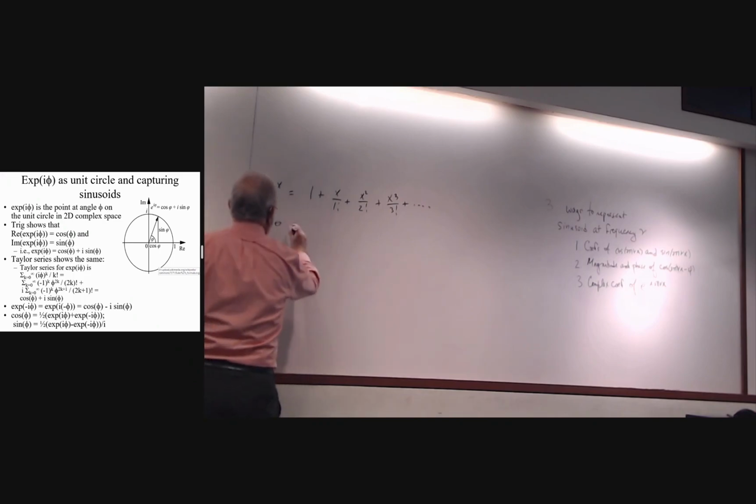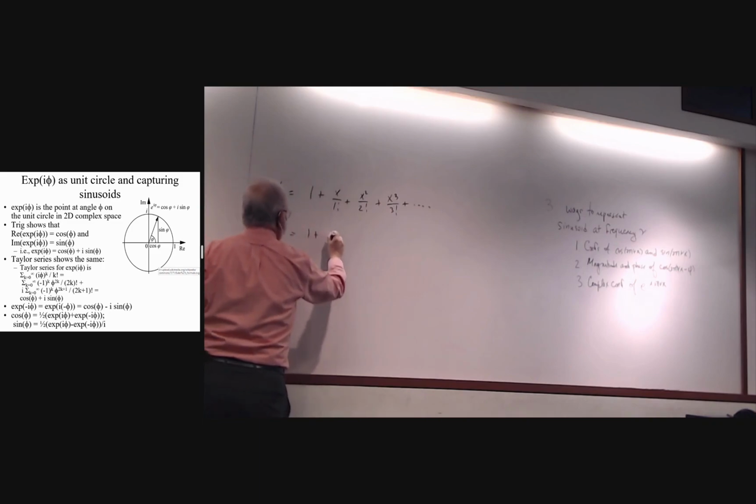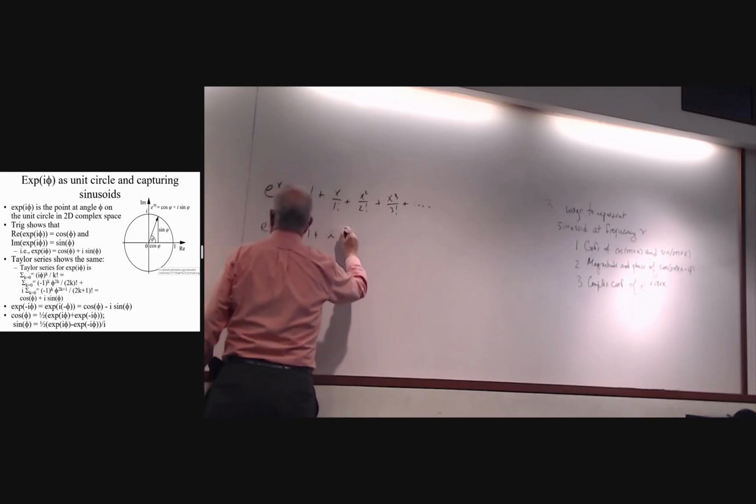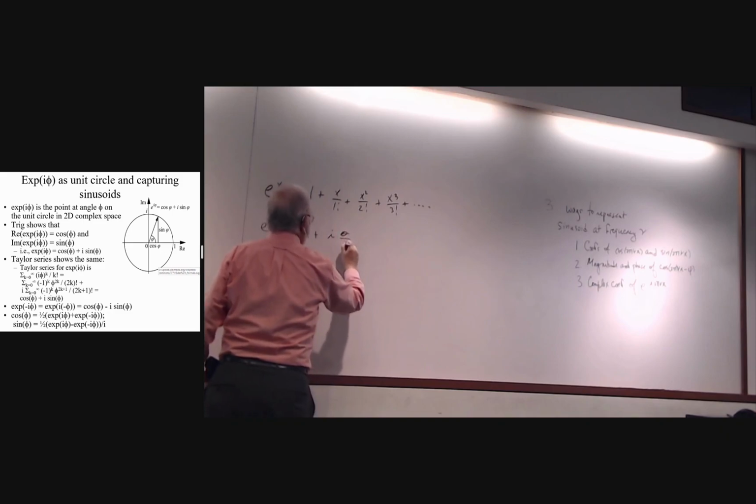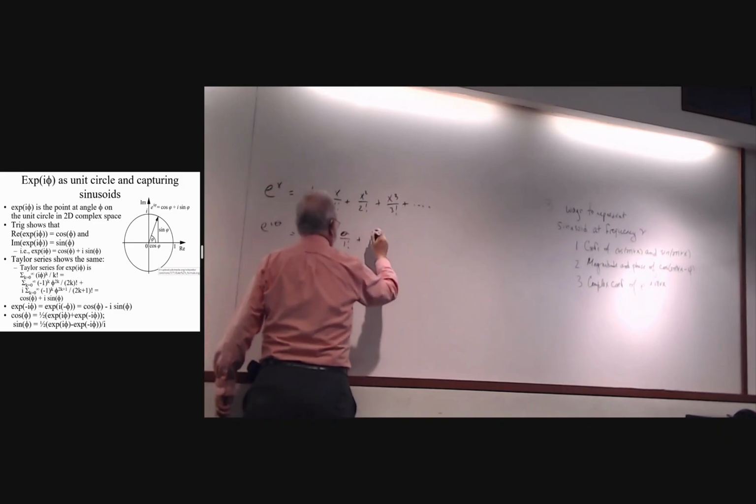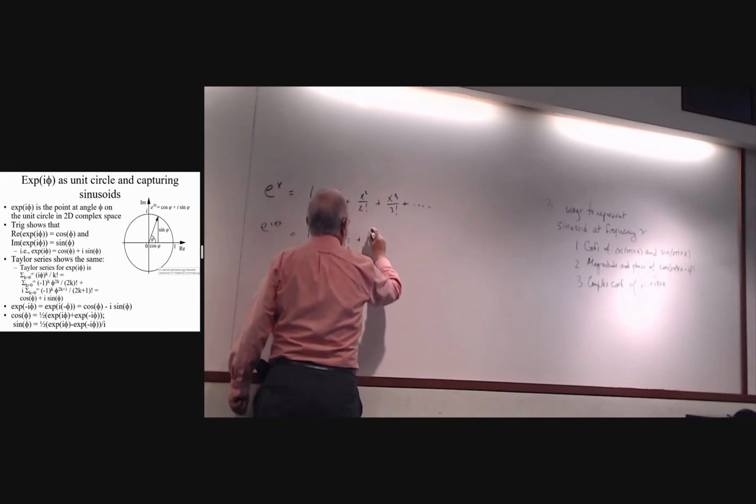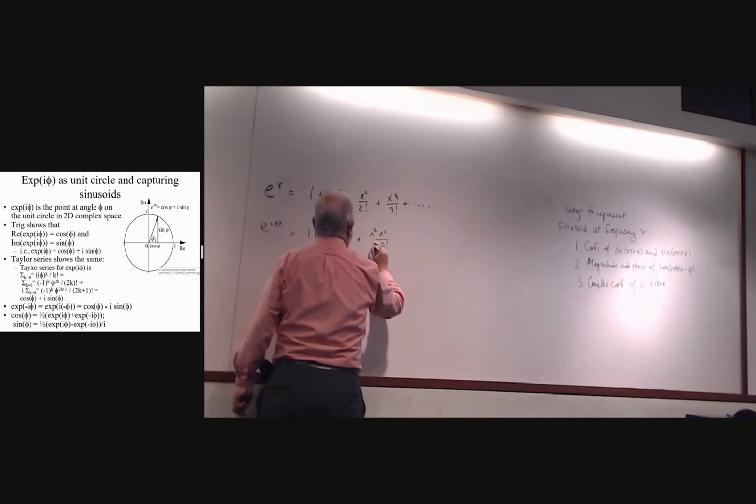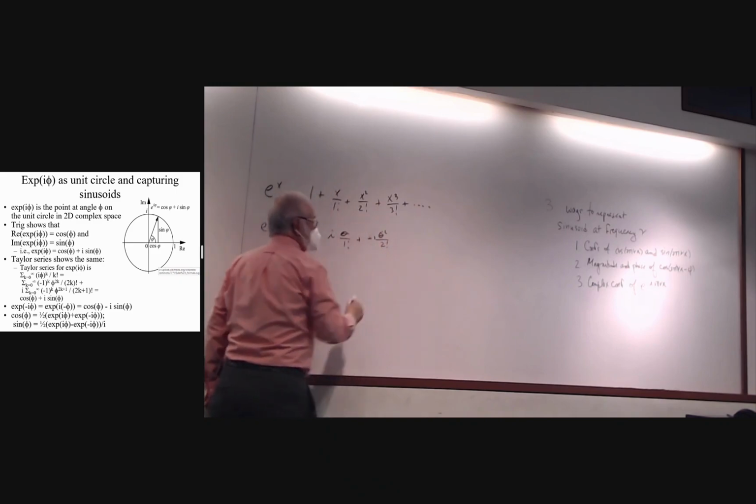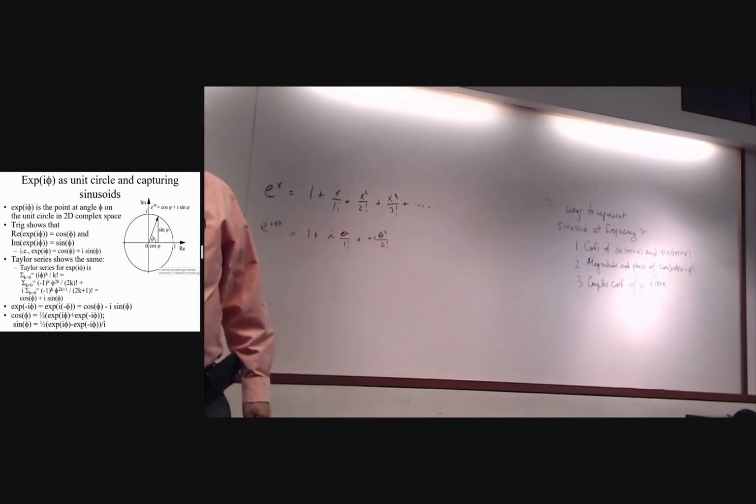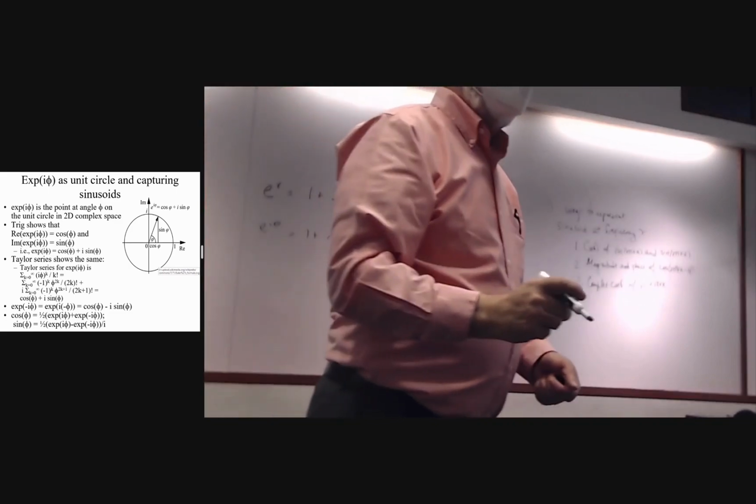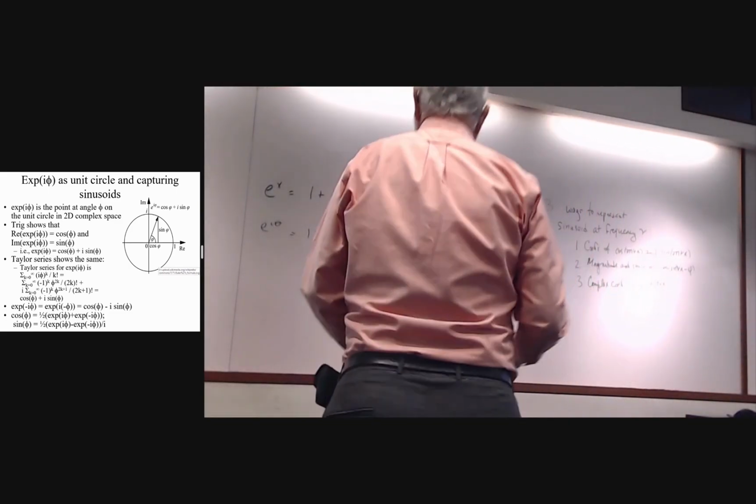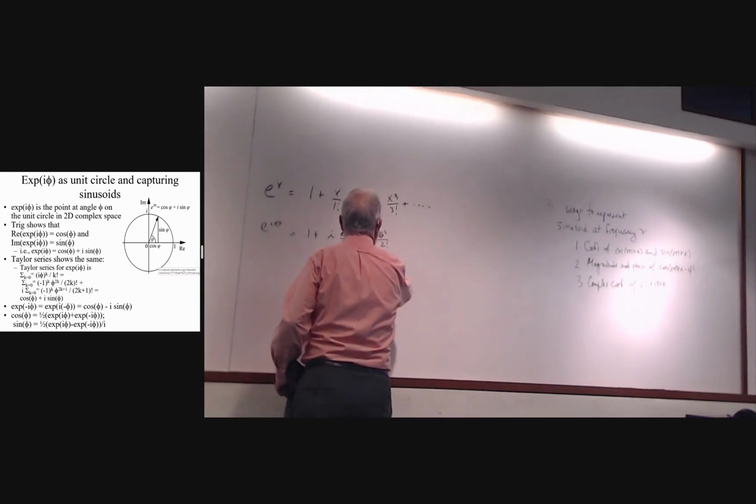what we're going to get from this series is 1 plus i theta over 1 factorial plus i squared theta squared over 2 factorial. But i squared is minus 1. The imaginary constant i, when you square it, is minus 1. So you get minus theta squared over 2 factorial.